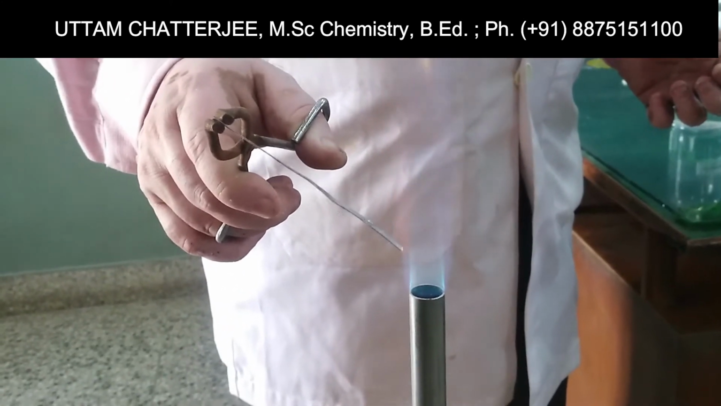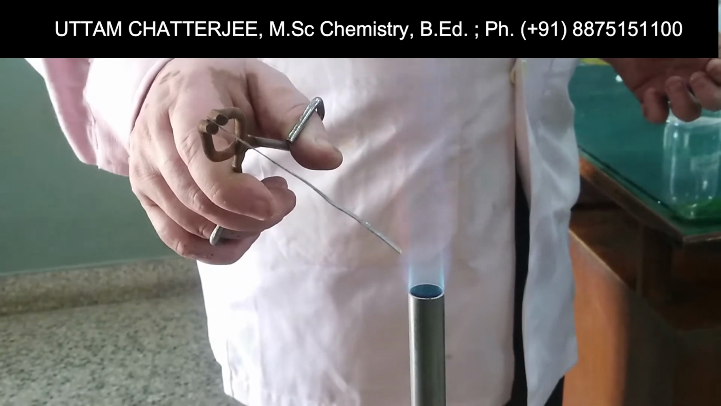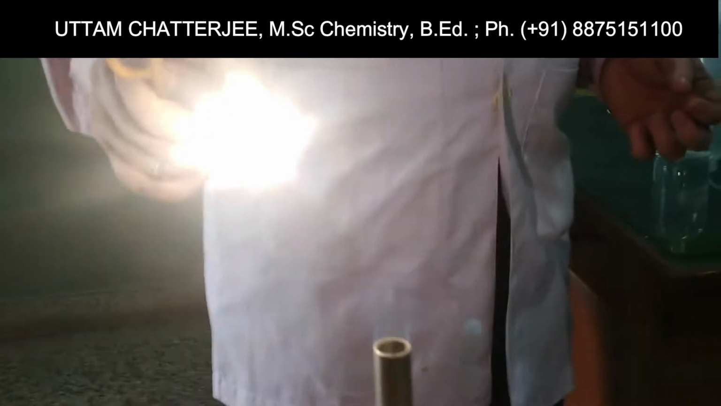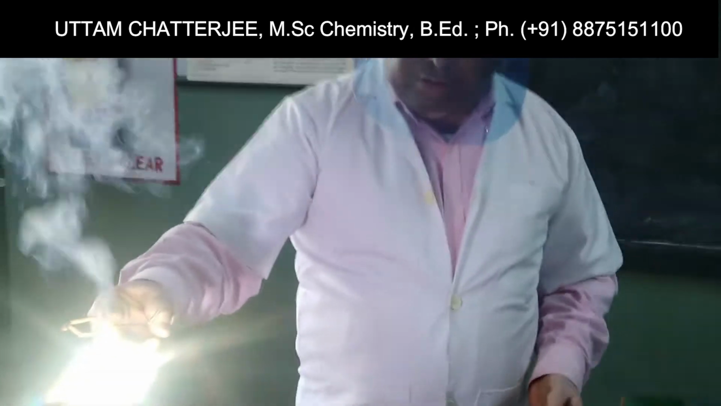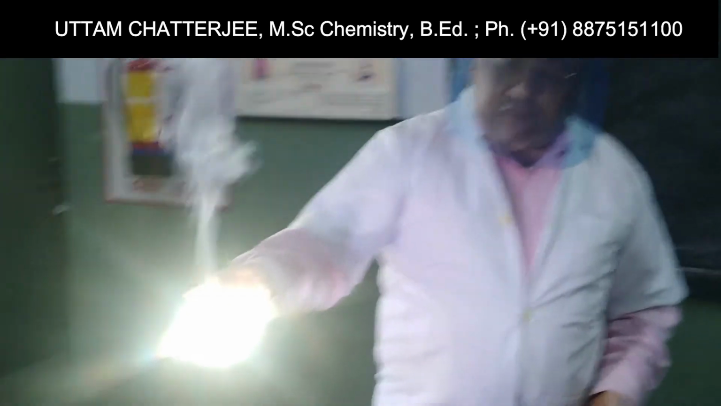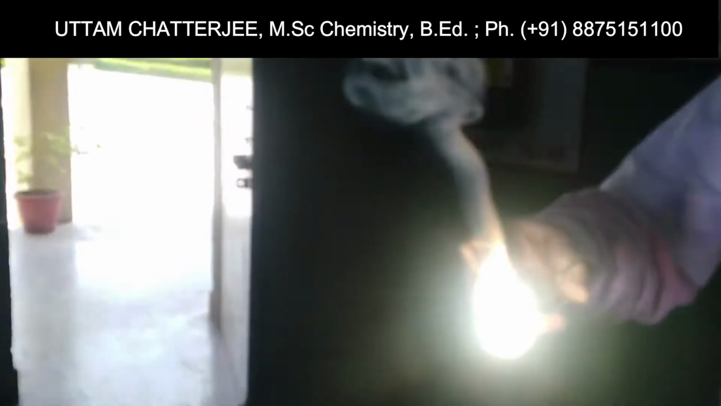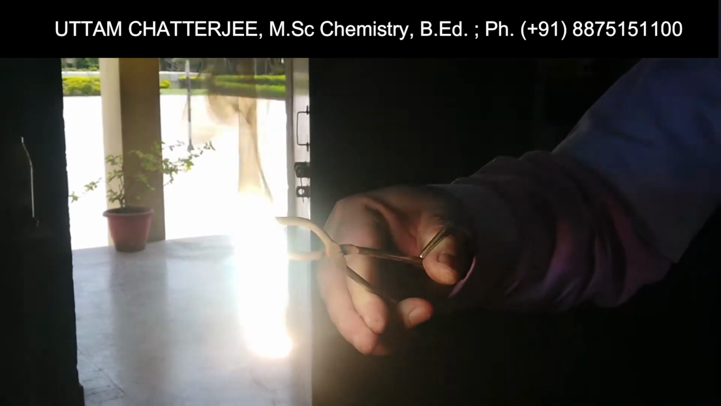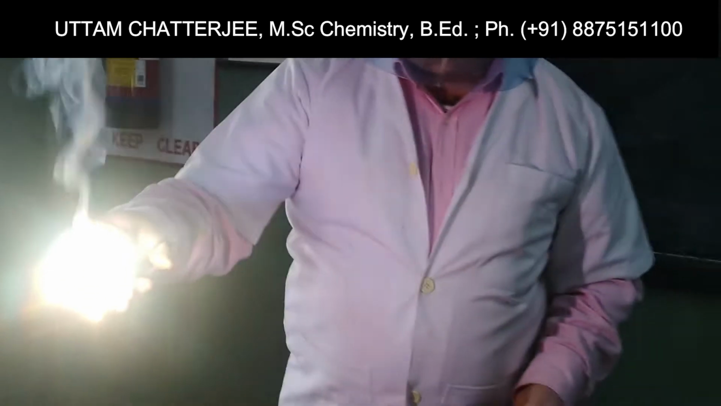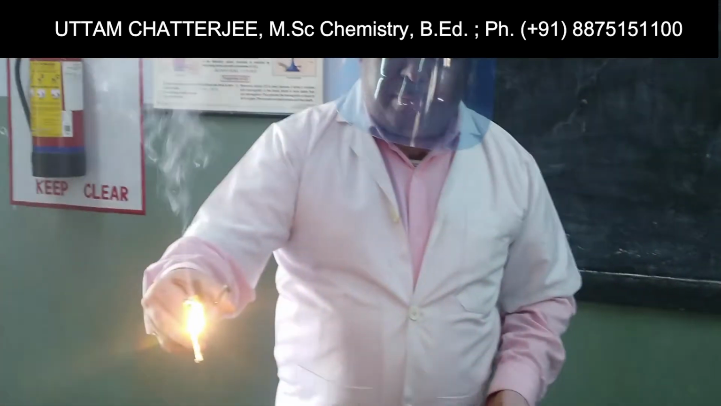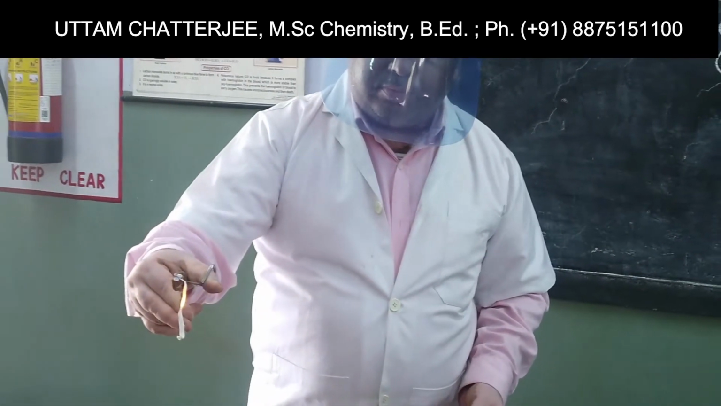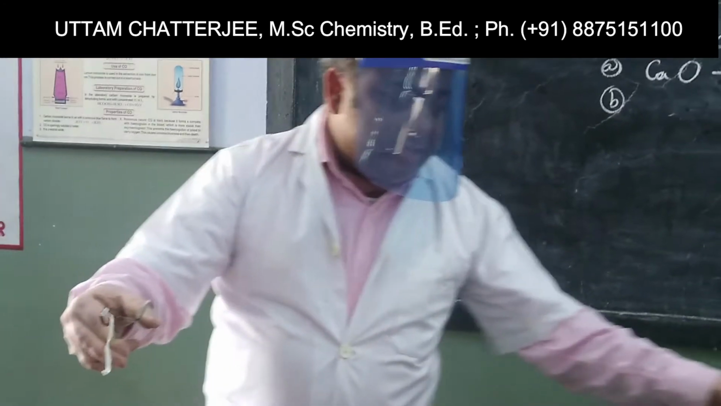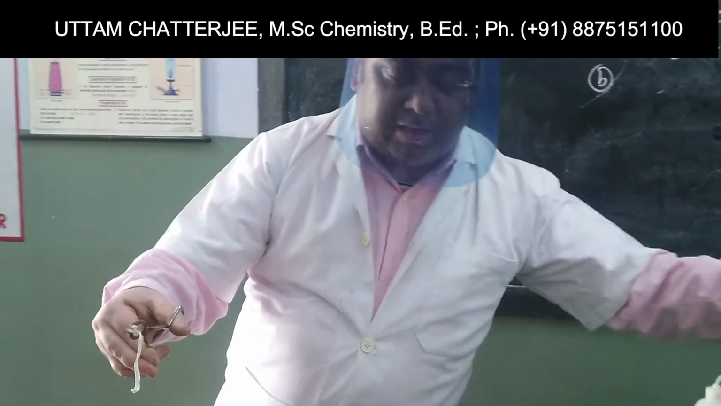So here I am trying to react magnesium with oxygen in the air, and activation energy is required, and here the Diwali begins. Here you will see that the magnesium is burning with a dazzling flame. This is what we study in books, that magnesium burns in air with a dazzling flame to form magnesium oxide. Now this white colored substance formed is magnesium oxide. I will collect it, I will not waste anything.